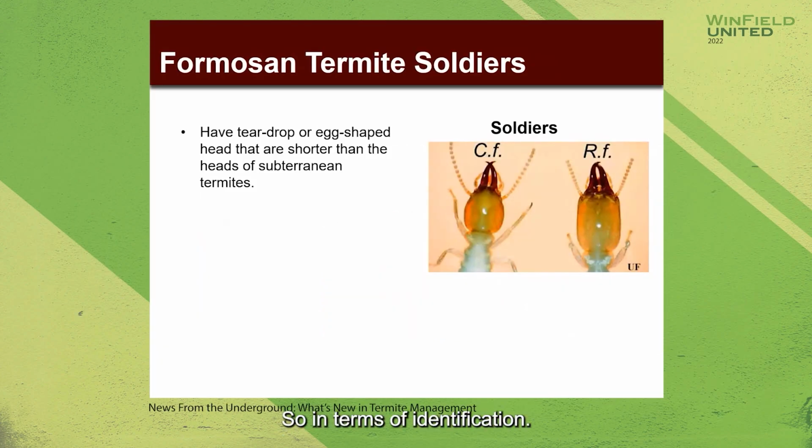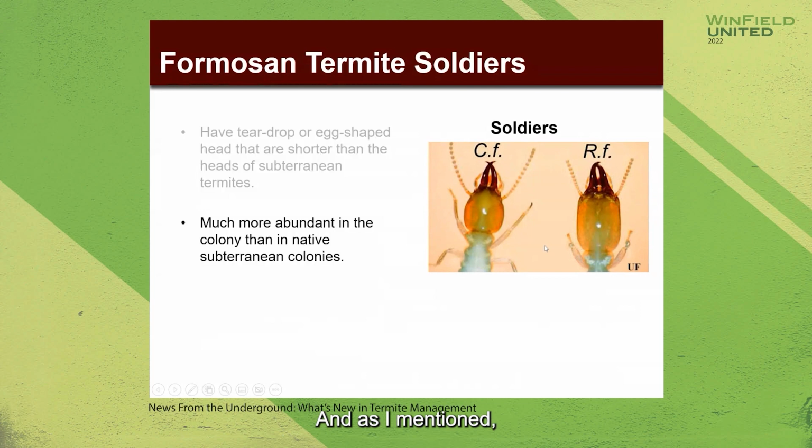Okay, so in terms of identification, distinguishing these from our native subterranean termites, it's very easy, especially if you can find soldiers. And actually, there's lots more soldiers in a Formosan termite colony than in our native subterranean termites. The big key diagnostic character is the shape of the head capsule of the soldiers. You'll notice in the Formosan soldiers, they have kind of a teardrop shaped head, whereas all of our native subterranean termites have a head that's shaped like this, sort of rectangular. In other words, they've got long parallel sides on either side of the head. I think you can make that out.